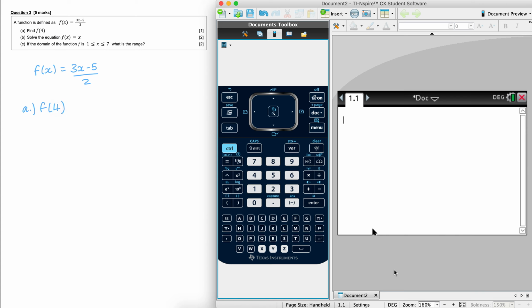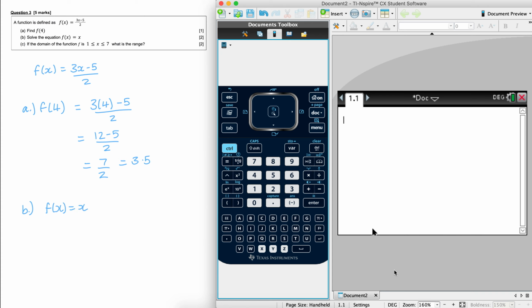So that's exactly what we're going to do into the formula. We're going to replace x with 4. So 3 times 4 minus 5 over 2. So that gives me 12 minus 5 over 2, which is 7 over 2, or you can write that as 3.5. Then for part B, you're told to solve the equation f of x is equal to x.